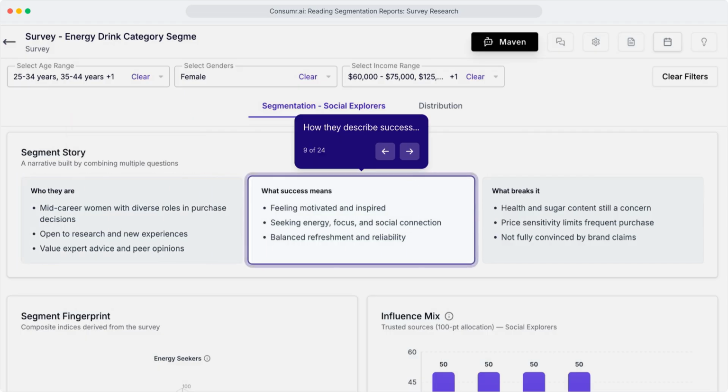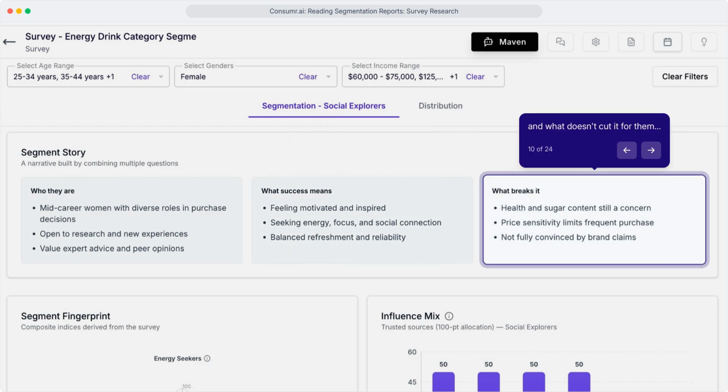How they describe success shows what winning looks like for this segment. Success is subjective. You're speaking to what they actually care about. That's the power of understanding segment success metrics. What doesn't cut it for them surfaces deal breakers. Every segment has non-negotiables, things that automatically disqualify a solution.